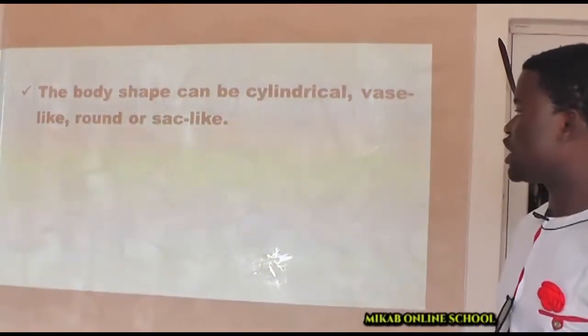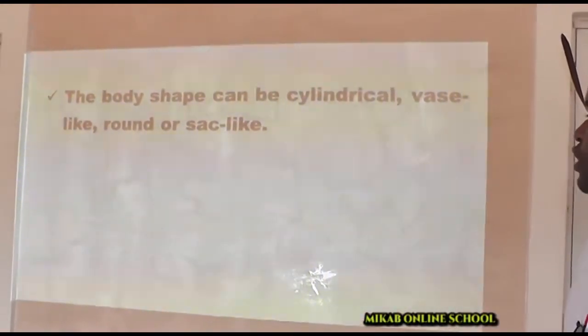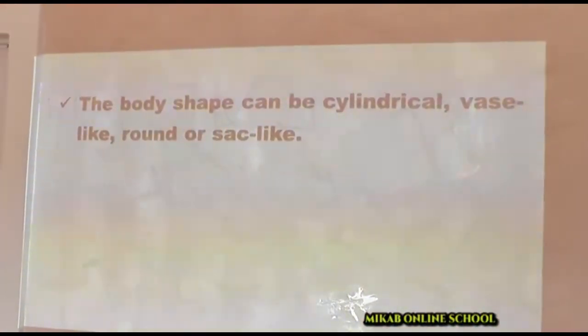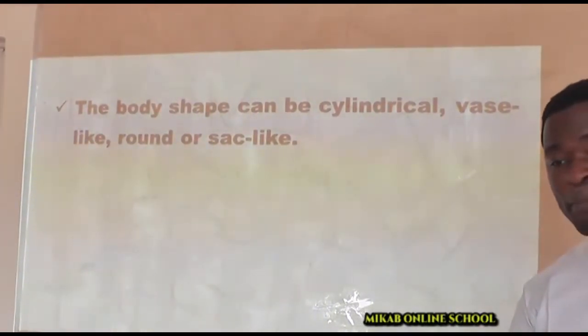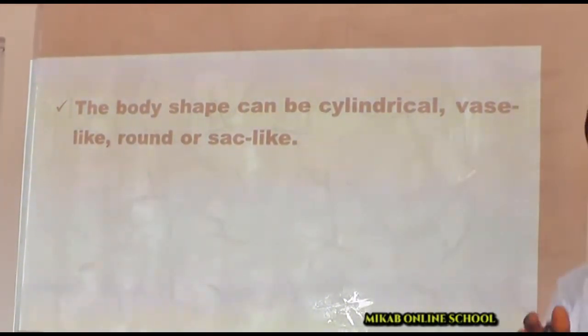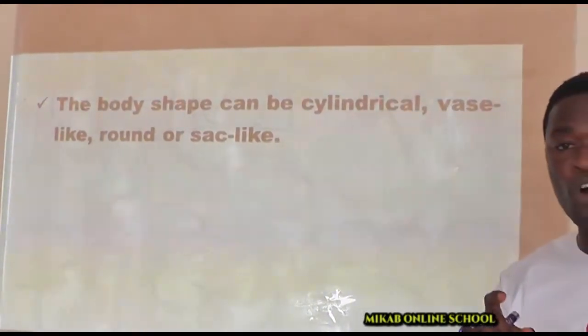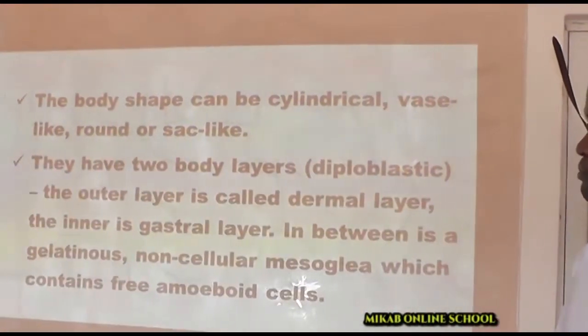What about their body shape? We are going to show you some examples of these organisms later. You will notice that this group of animals have different body shapes. Some of them have the shape of the flower vase in your house. Some of them are round-like. Some of them are sac-like. Even some of them are cylindrical or look like tubes.